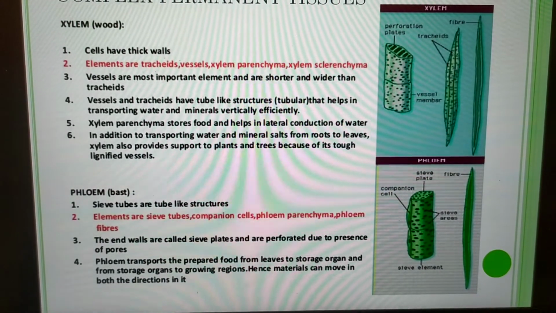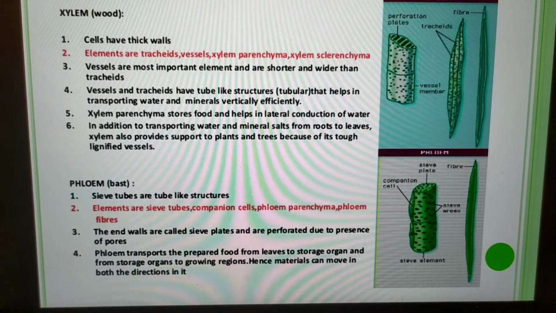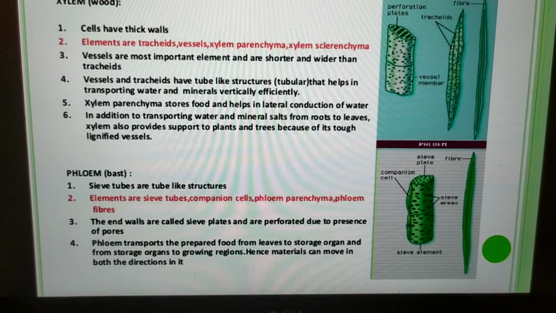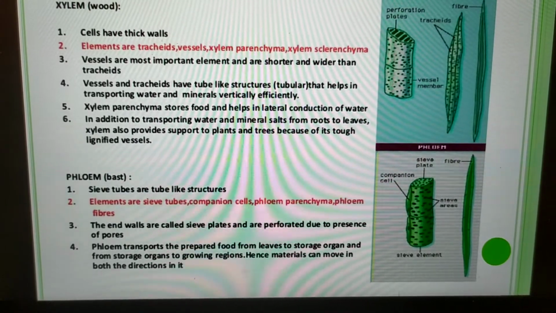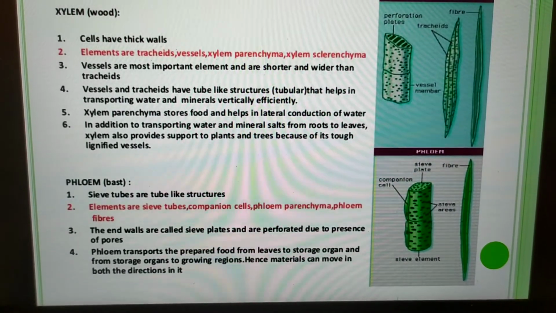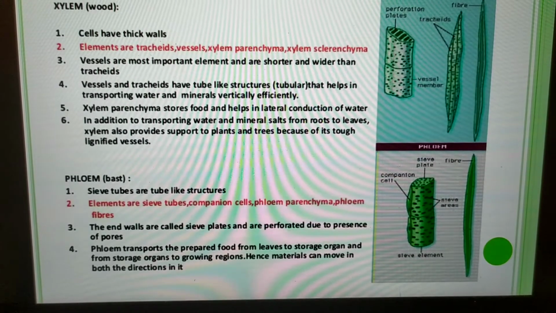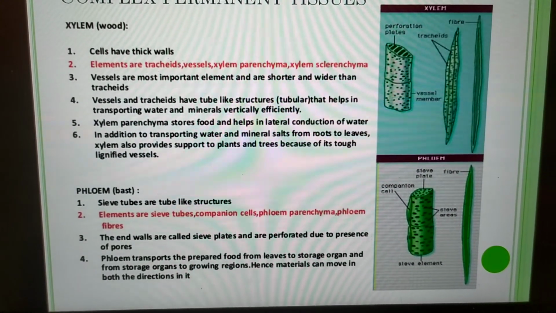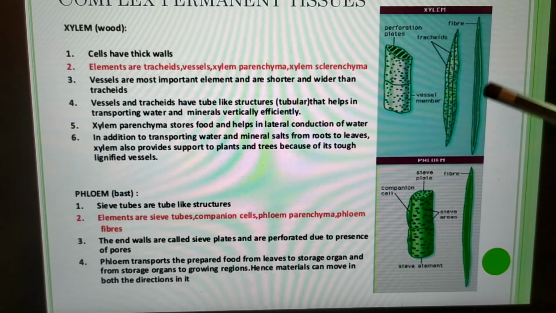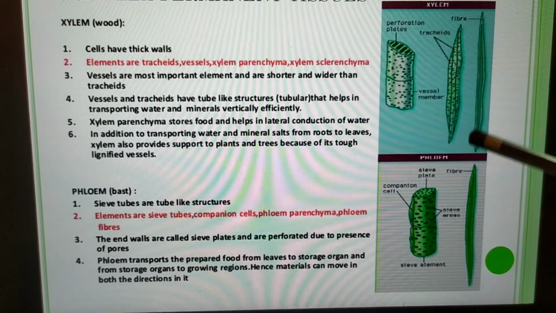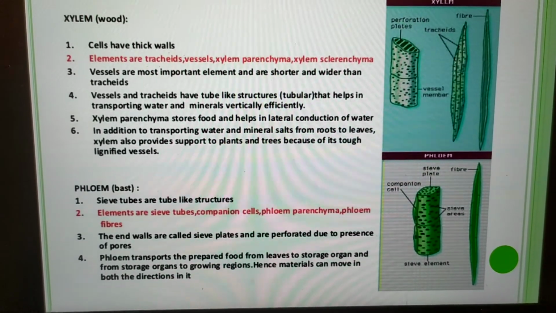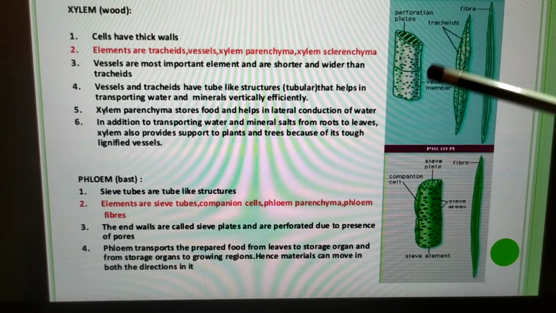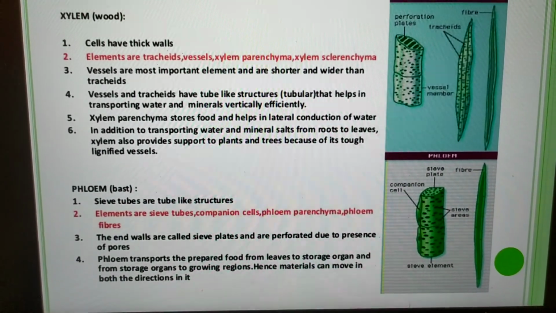Xylem parenchyma stores food and helps in lateral conduction of water. In addition to transporting water, minerals and salts from roots to leaves, xylem also provides support to plants and trees because of its tough lignified vessels. This is the structure of xylem. Here you can see its subtypes: fibers, which are in fibrous form, tracheids and the vessels. In vessels, you can see perforations are present for easy transport in the plant.